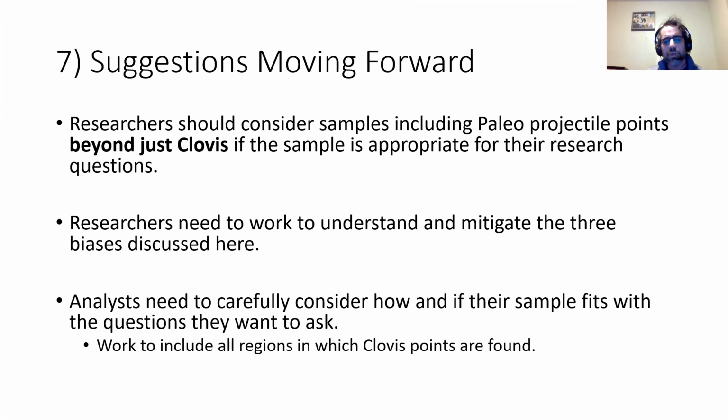And I think analysts need to carefully consider how and if their sample fits with the questions they want to ask. If you are asking a question that requires points that have to be Clovis, right, then you probably do want to do what Hamilton, Buchanan, and Collard tend to do and say, look, it has to have radiocarbon dates. Everybody has to agree this is Clovis, because that's one type of question. But if you're asking questions that can include points that may or may not be Clovis, then you want to make sure that you don't have those biases, especially regional biases, because those very tight, very restricted Clovis samples often end up leaving out the Southeast or Midwest, and those regions may be really important to understanding Clovis style.